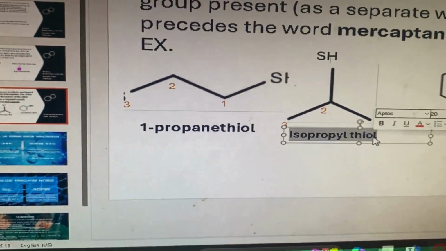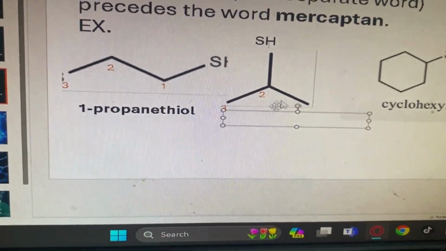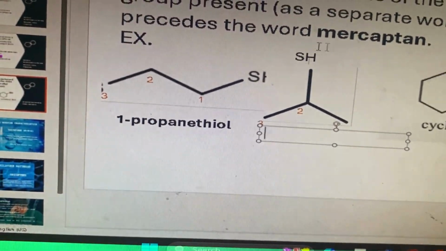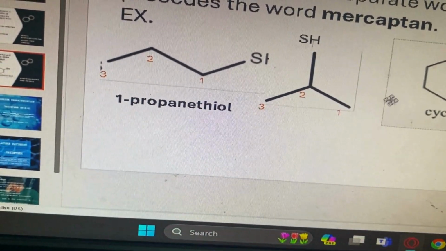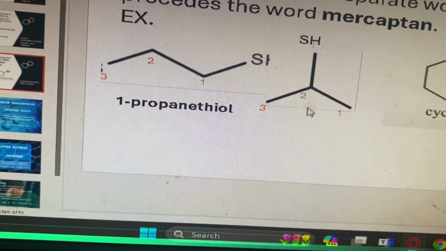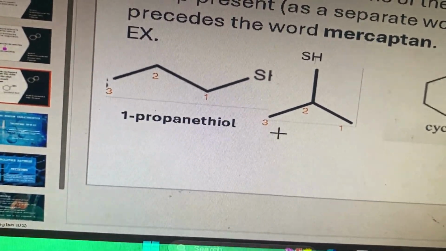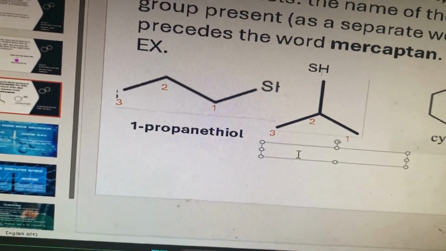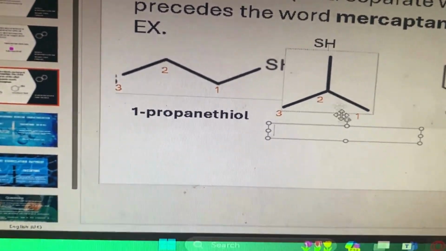So this is isopropyl mercaptan, and to name this, all we have to do again is look for the hydrosulfur and where it is attached. So we have 3 carbons here, and as a whole, this is called again propane. So since this is propane, all we have to do again is to look for the hydrosulfur bond.